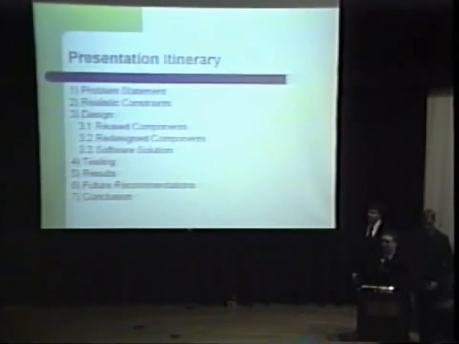Today, this is the itinerary that we will be talking about. We'll be going over the problem statement for this project and the realistic constraints that were placed upon the robot. And we'll go into some of the design that we went through in terms of components that were reused from last year's robot, components that we actually redesigned, and the software solution we came up with. We'll be going over some of the testing and the results from that testing, some future recommendations for next year's teams who may want to continue on with the project, and a conclusion slide.